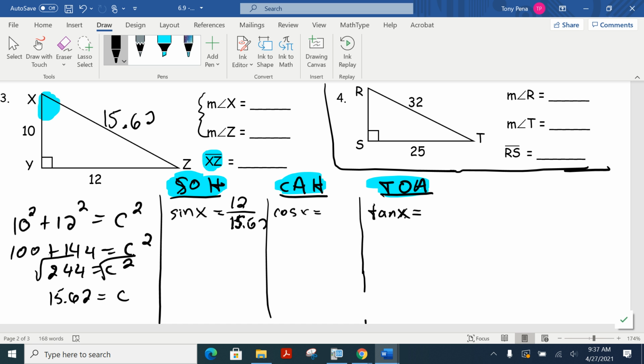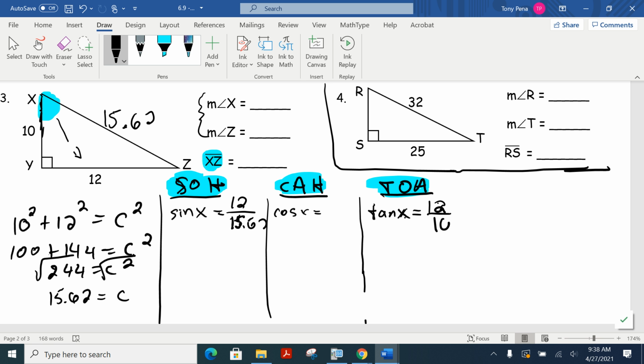Anybody do cosine? Anybody do tangents? My personal favorite. Yes, Vicky, what do you put for tangent? Good. So tangent is the opposite side. So here is the opposite side. So she put 12 over 10, because 10 is the adjacent side that is not your hypotenuse. All right. Nobody did cosine.